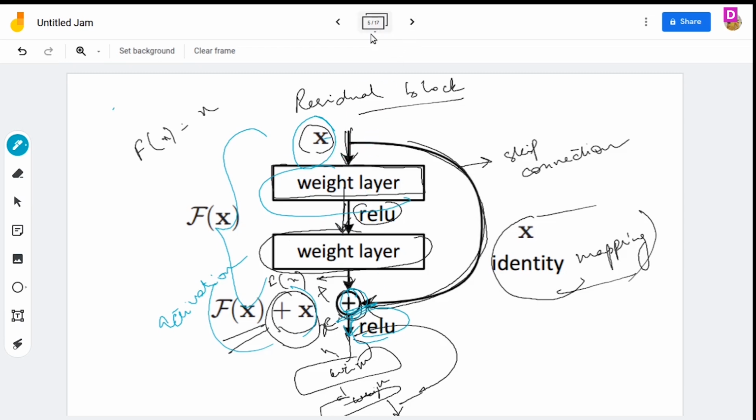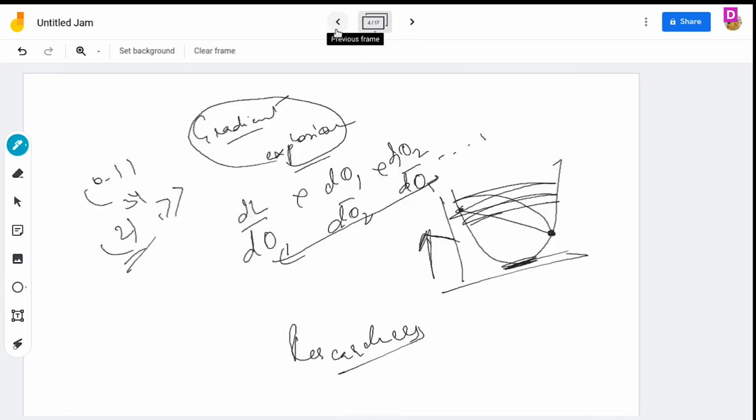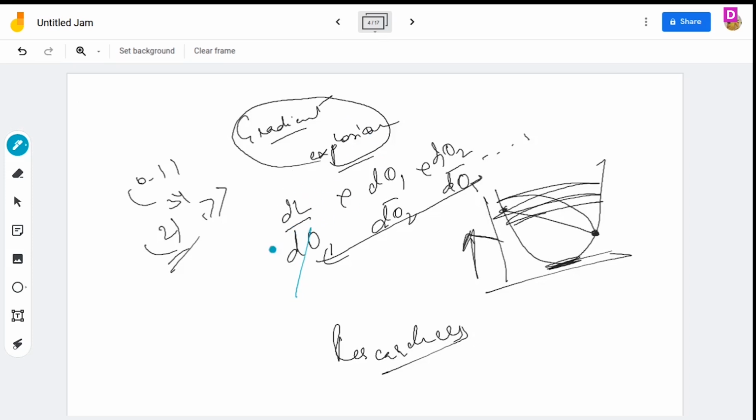Since these make no sense, why don't we just skip that layer? So in the backpropagation problem, let's say this layer here is not adding a lot of use, so we can totally skip this layer and go to the next layer. In that way, if this is not adding, we can skip that layer.